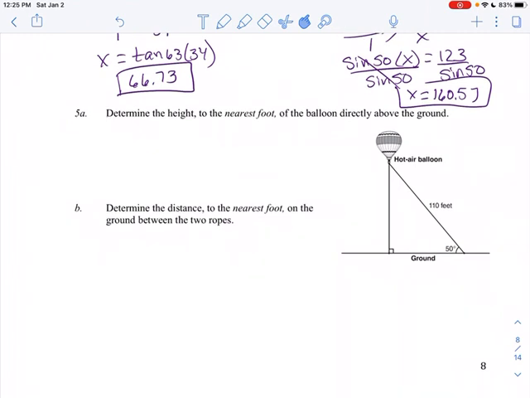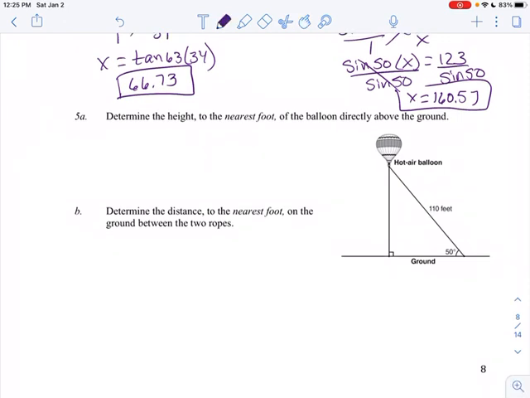So this is a real life kind of example. I have a hot air balloon, and I want to find out to the nearest foot how high it is above the ground. So I'm trying to determine the height. Height is always going to be a vertical line. I'm trying to find the height of this hot air balloon. Okay, so I know the angle right here is 50. I know the string that I have right here is 110.